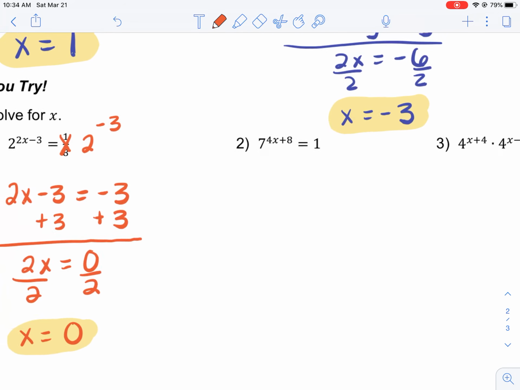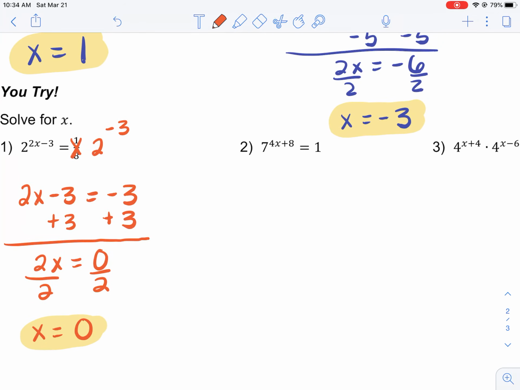The next one. Remember, anytime you have an exponential expression equal to 1, I can replace 1 with 7 to the 0. I'm just going to match the other base on the other side. So 4x plus 8 is 0. Subtract 8. Divide by 4. x is -2. Should have written that, sorry.